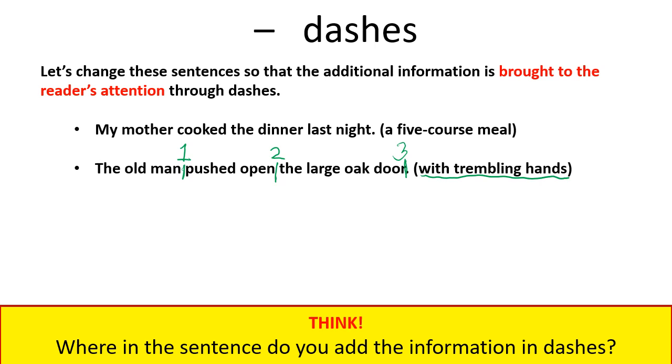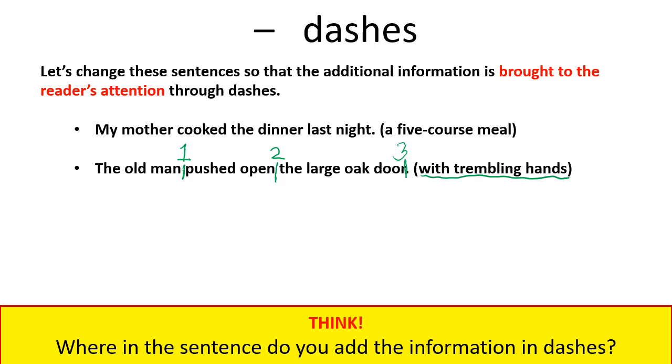Let's try another one. The old man pushed open, dash, with trembling hands, dash, the large oak door. That's possible too. If it's in a story, we could emphasize that when he opened the door, he felt scared, so his hands were trembling.